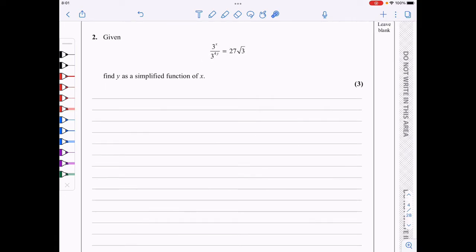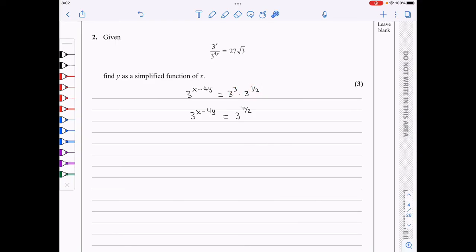Question 2, we need to find y as a simplified function of x. So we'll be using the rules of indices here. We know that when we divide with a common base, we subtract the indices, and therefore this will be 3 to the x minus 4y. It is equal to 27, which is 3 to the power of 3, and root 3 is 3 to the half. So 3 to the x minus 4y is 3 to the 7 over 2 because I have added the 3 with the half.